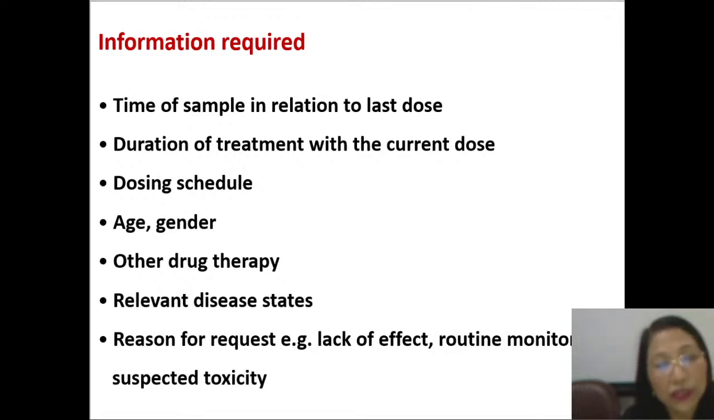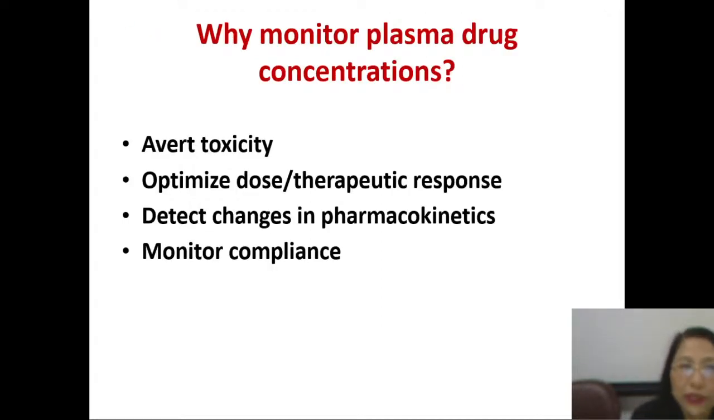Relevant disease states: certain diseases may alter the physiology as well as the pathology of the body, so we also need to know the relevant disease state in which the patient is. And the reason for request, for example, whether it is a lack of effect, routine monitoring, or suspected toxicity. All this information should be given in the form whenever you request therapeutic drug monitoring, to have better interpretation of the results of the range that we obtain after therapeutic drug monitoring.